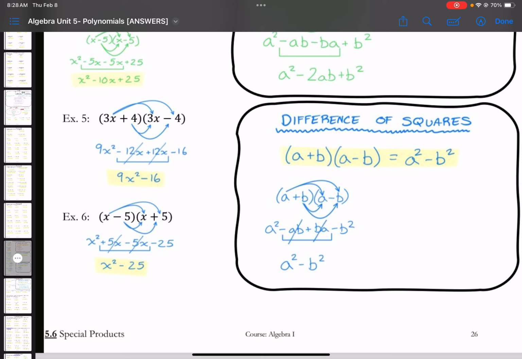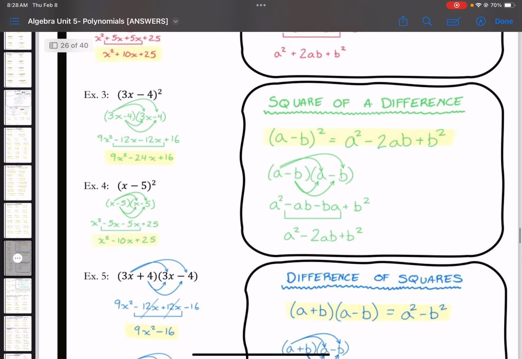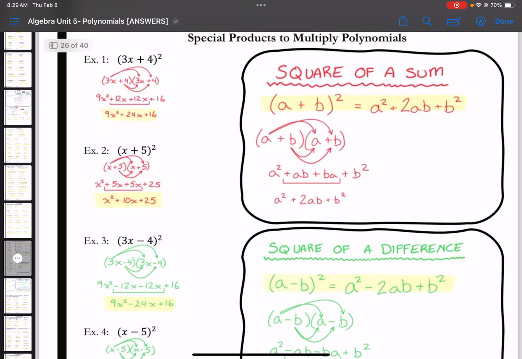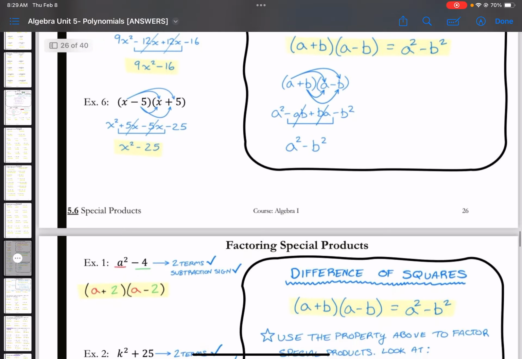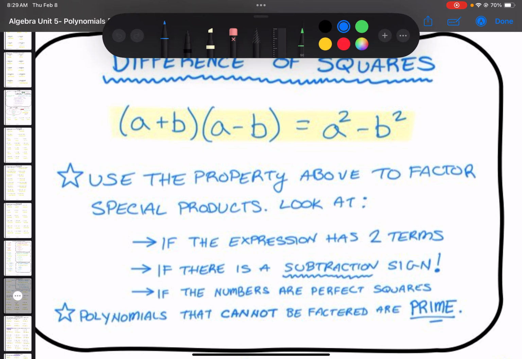So we're not just going to sit here and try to see the different ways of recognizing special cases to multiply them out. What we want to do is kind of go backwards. So on the next page, using difference of squares only, this is what you're going to practice. You're going to see, like, if I get an a squared minus b squared, I can actually undo the distribution and factor it out. So we look to see if there are two expressions, if there's a subtraction sign, if the numbers are perfect squares. You also, let's add another note in here.